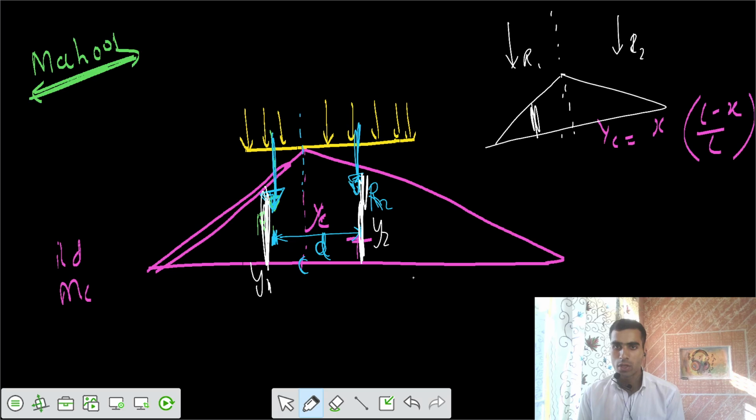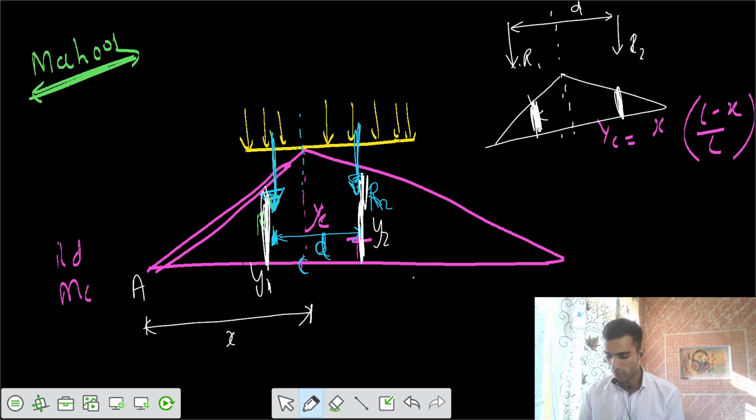So at this location of r1 we have some ordinate of y1, and at this location we have some ordinate of y2, and the distance between r1 and r2 is equal to d. Okay, so this is the setup of the question, and we say your section c is at a distance x from support a. Your section c is separated from support a by a distance of x.